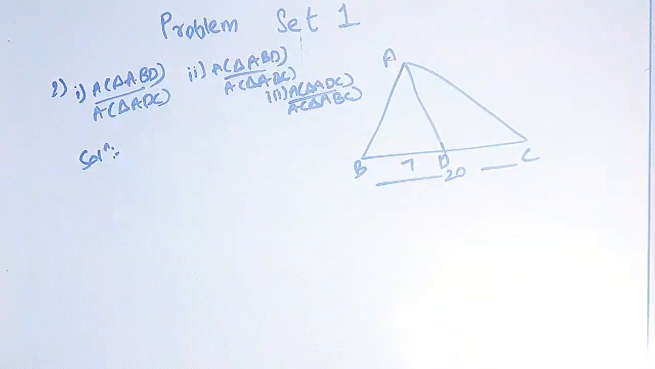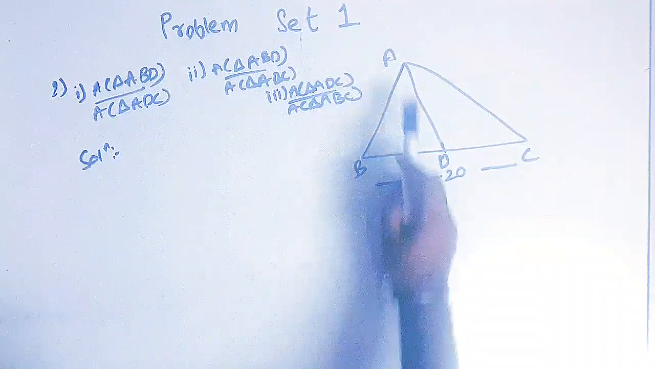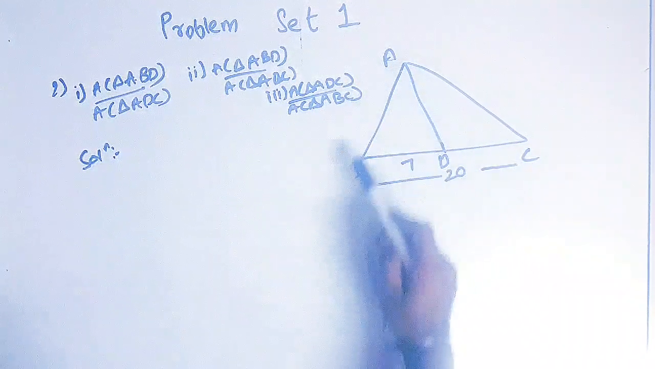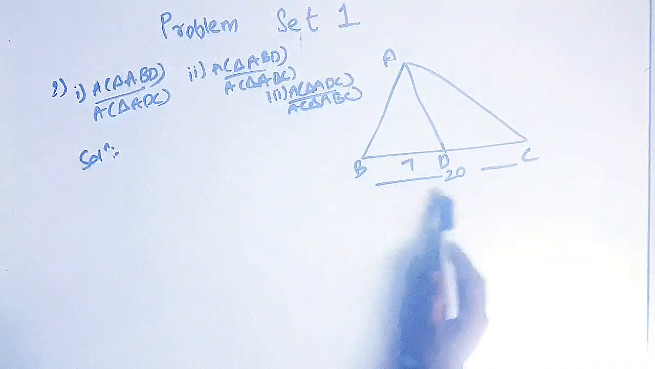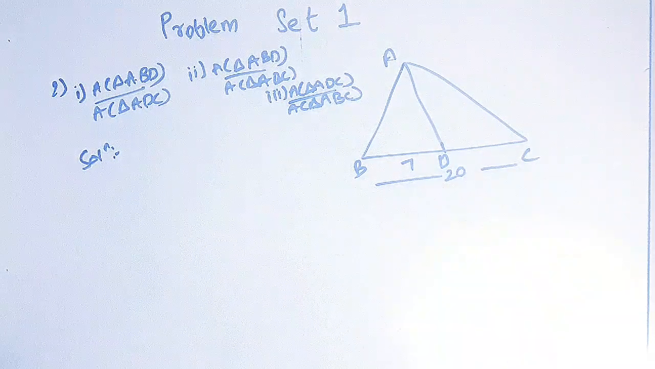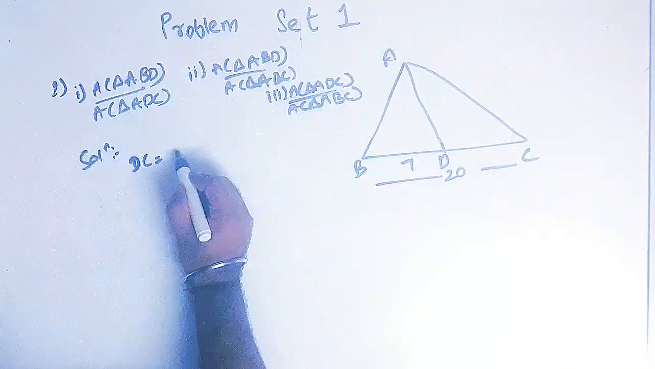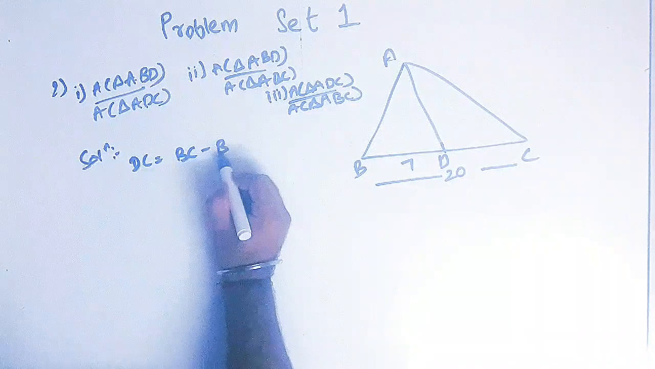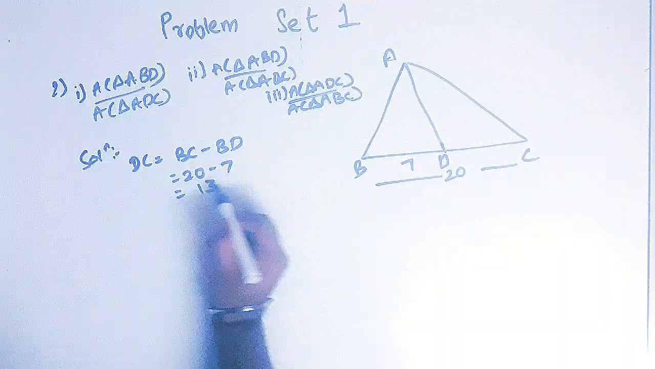So we are here on question number 2, where you can see these three triangles: ABD, ADC and ABC. Here we know BD and we know BC, so we can easily find DC. So let us find DC first. DC equals BC minus BD. So that is equal to 20 minus 7. So that is 13.